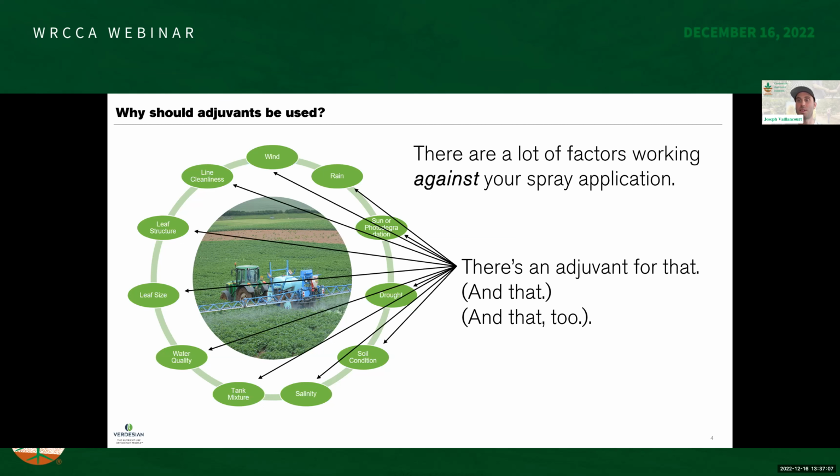What I'm saying here really is there's an adjuvant that can help mitigate these performance factors, if you will. There's an adjuvant for that. So there are a lot of these available. A lot of them have gray areas and can take care of more than one thing.